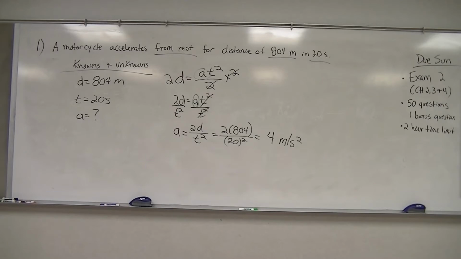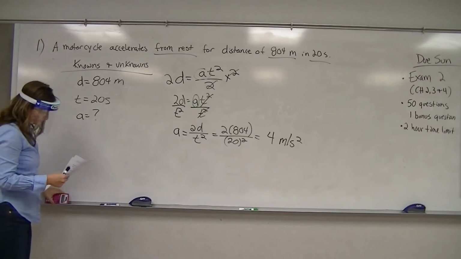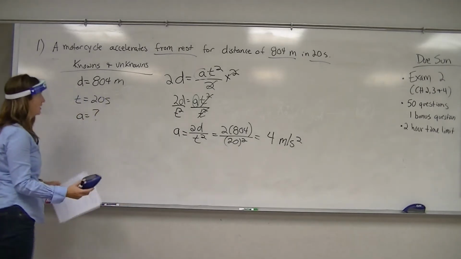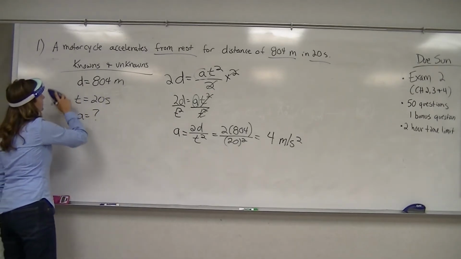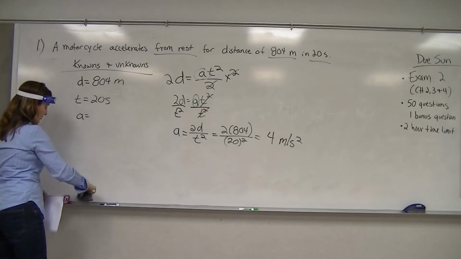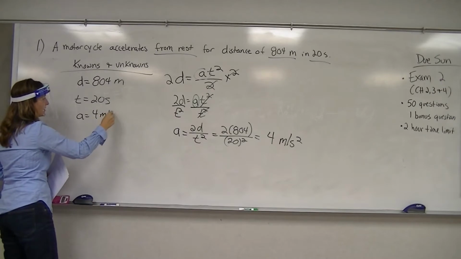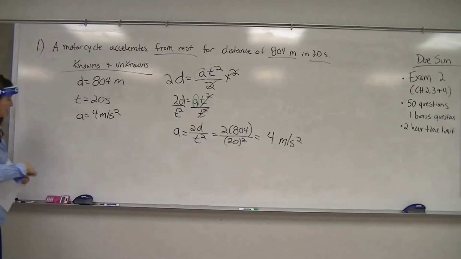All right, so let's look at the next question. What is the velocity of the motorcycle at the end of the 804 meters? So I'm going to leave this up. I'm going to write what my acceleration is in case I need it to solve for my second step.